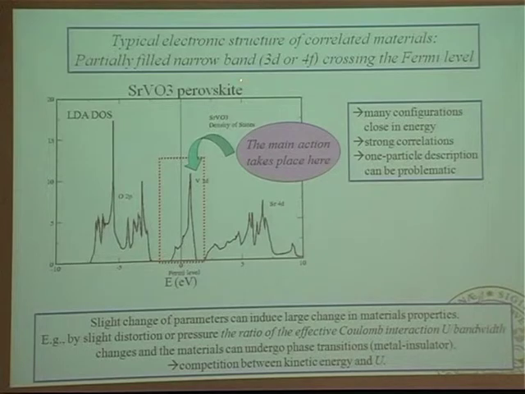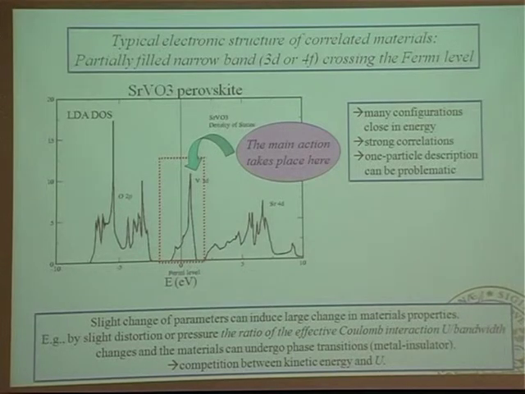This is a typical electronic structure of correlated materials, usually with a partially filled narrow band of 3d or 4f origins at a Fermi level crossing. This is an example of a transition metal perovskite. This is very much studied in the literature. You can find many papers on this, because this is a very simple structure, it's a simple cubic structure.